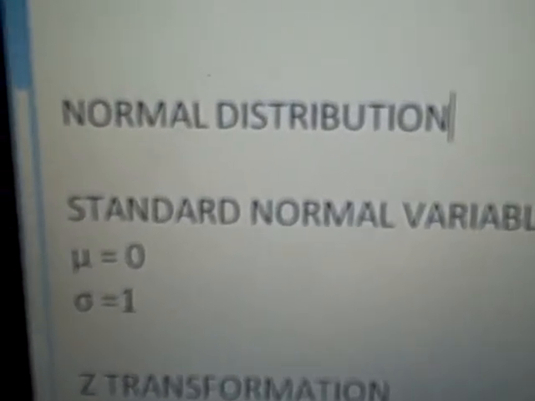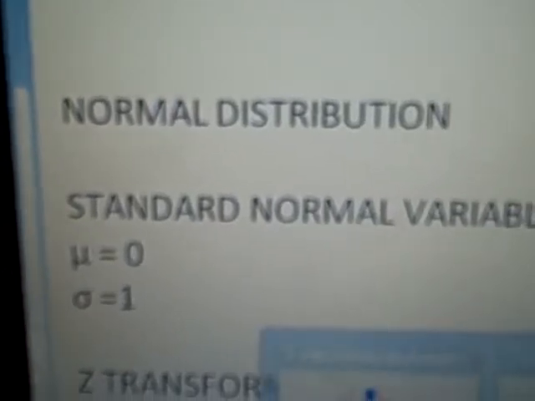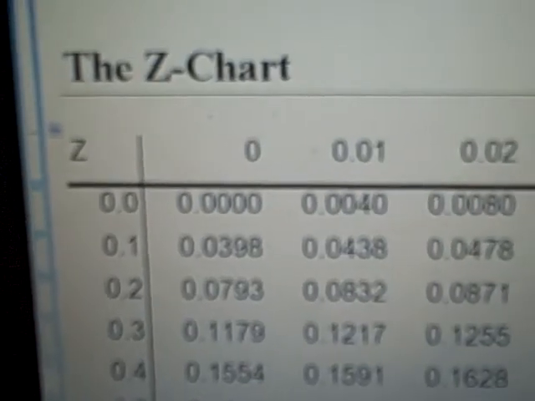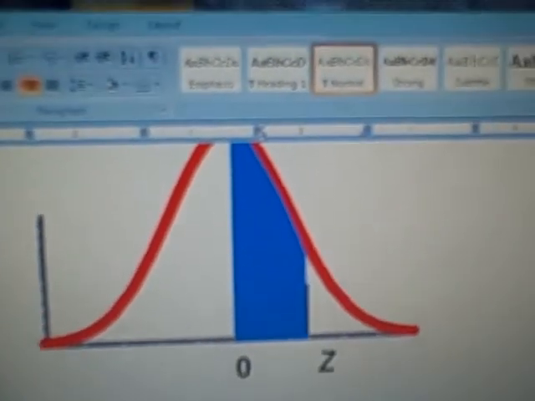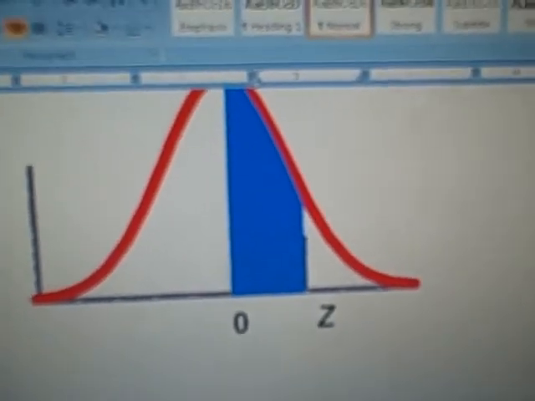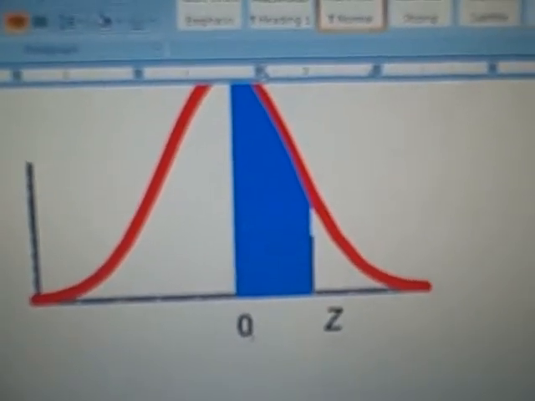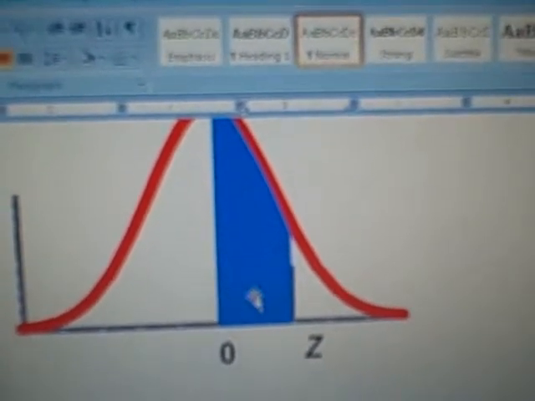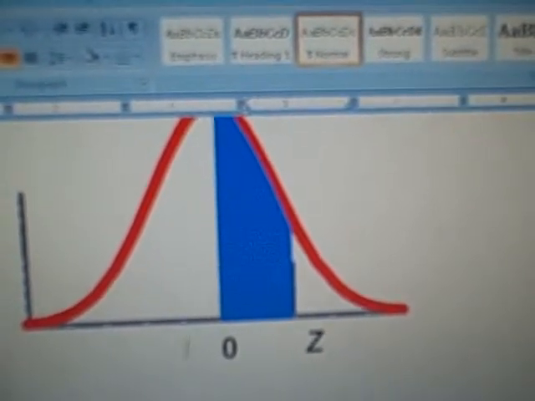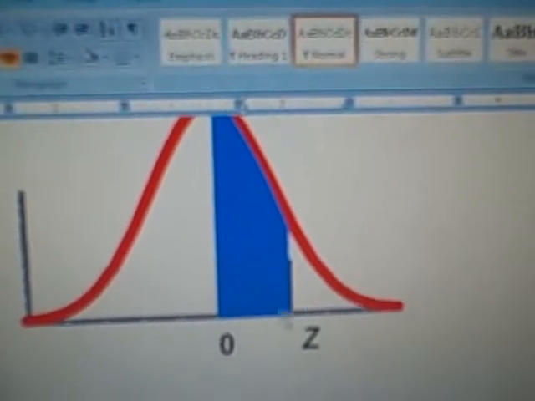And here I attach to the email the standard normal variable tables, which you have here. As you can see, this is a standard normal variable. The mean right here in the middle is 0. You can see it's symmetric. The area in this piece is 0.5. The area of this piece is 0.5.